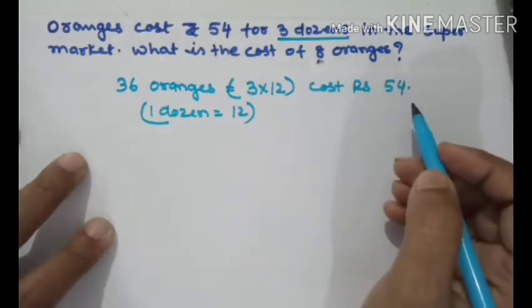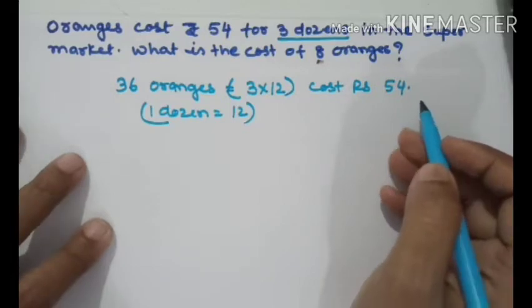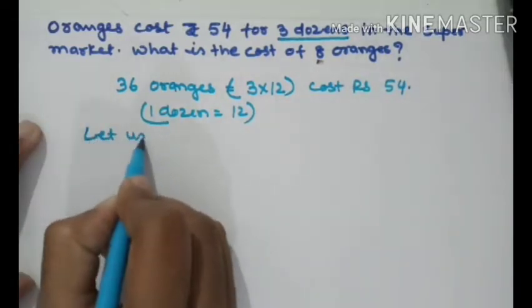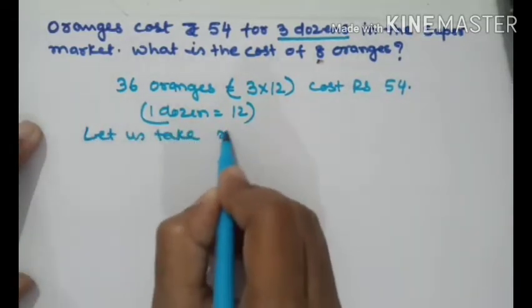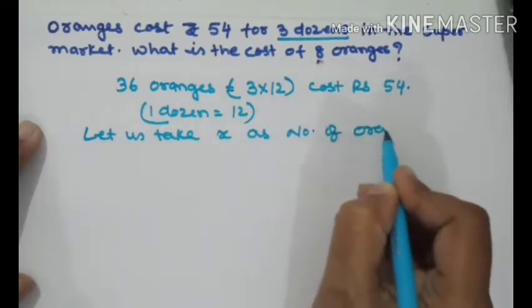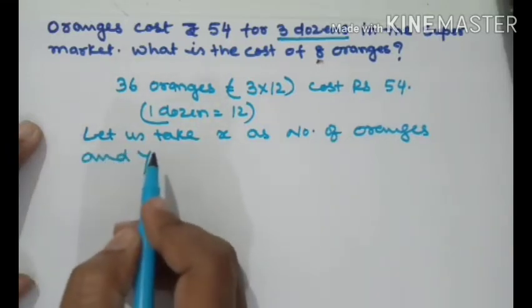More oranges you will buy, you will have to pay more amount. Less oranges you will buy, you will have to pay less amount. So this is the case of direct variation. So let us take X as number of oranges and Y as cost of oranges.